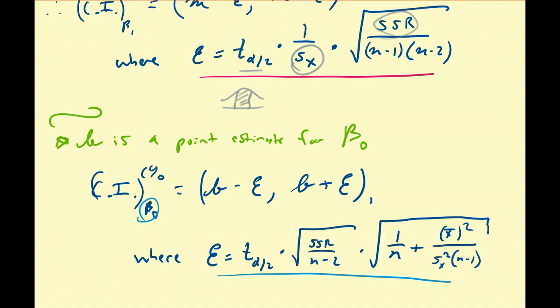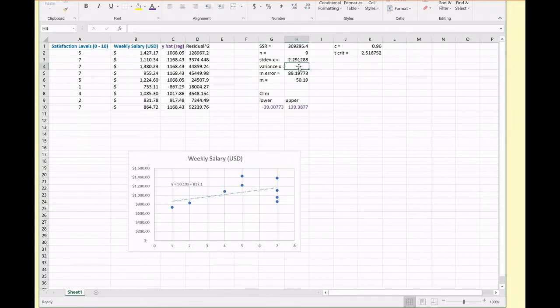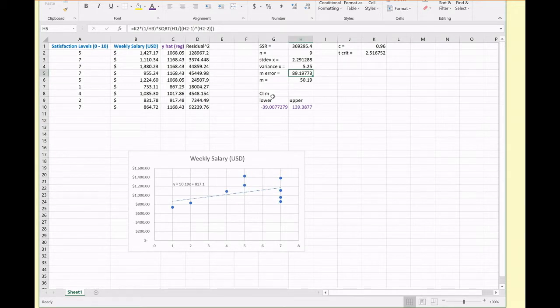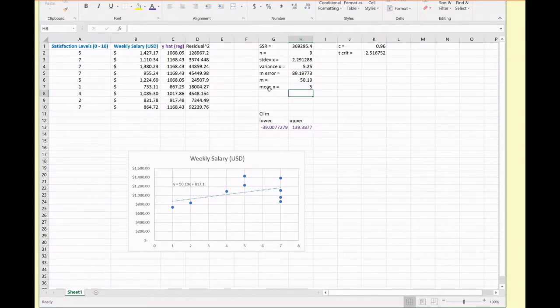Alright, so with that being said, let's go to Excel and go through this process. I'm going to be using the same exact Excel spreadsheet that I was using in the last video, and pick up where we left off. So for this, let's see what we need here. We can calculate our variance of x by either squaring our standard deviation or calculating it directly in Excel. So remember, we can do the variance of x of column A. So that's going to be the variance of x. And we also need the mean of x. So I'm going to shift some things around. The mean of x is going to be equal to the average of column A.